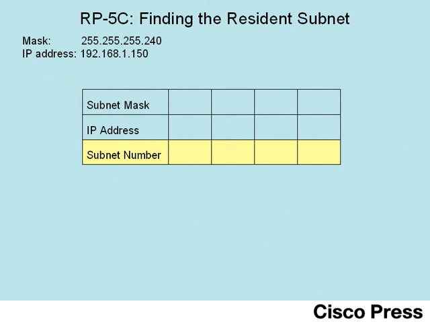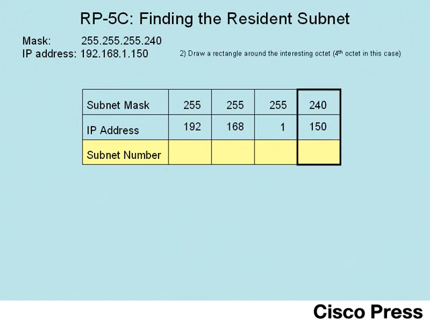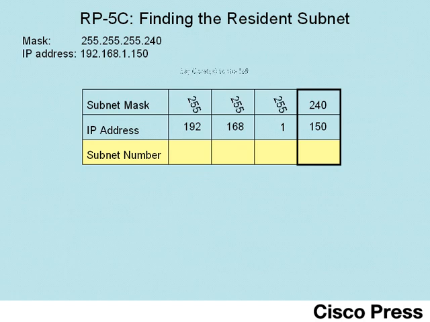The first 3 steps find the value of the subnet number for 3 of the 4 octets. Here at step 1, we simply copy the subnet mask and IP address into a convenient table for reference. Then in step 2, we identify the interesting octet by finding the subnet mask's octet whose value is neither a 255 nor a 0, which in this case is the 4th octet because of the mask value of 240 in that octet.